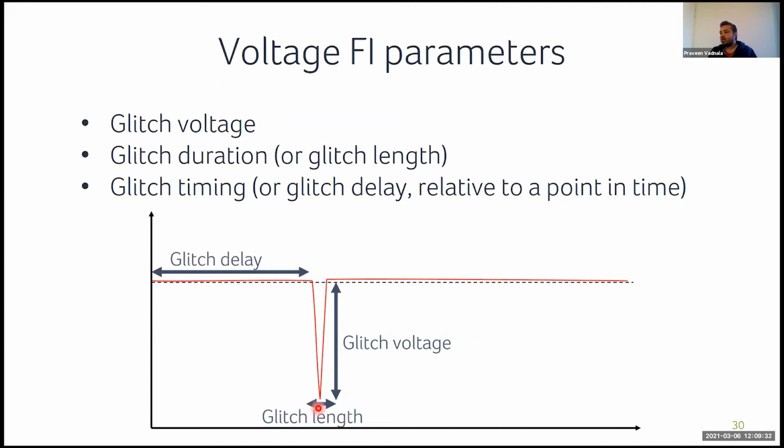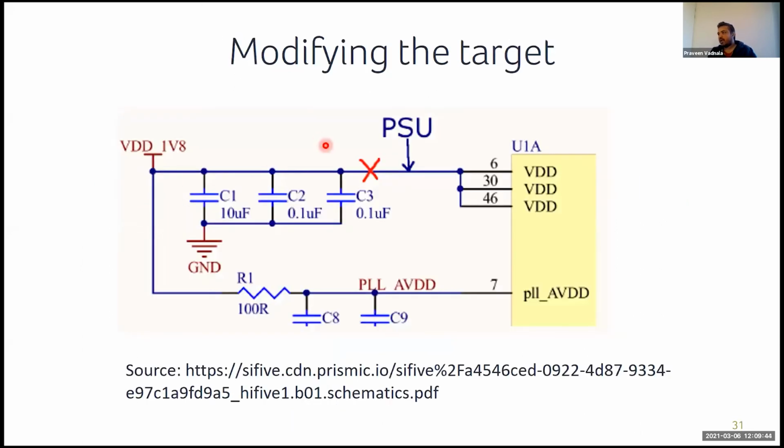And finally, how long you want to induce this glitch, so how long you want to keep the voltage at that level. So these three are important parameters. And most of the time you need to provide your own power supply so that you can control it. And sometimes you may have to remove the capacitor so that your glitch is a lot more effective.